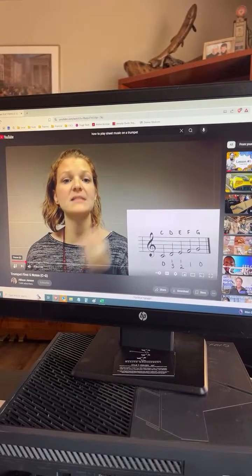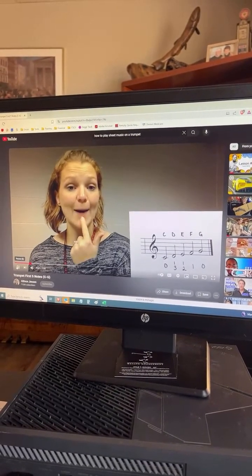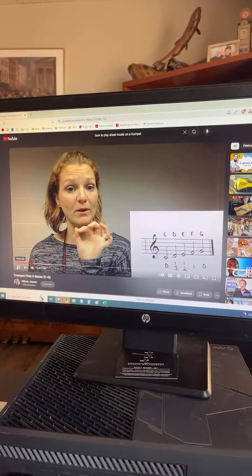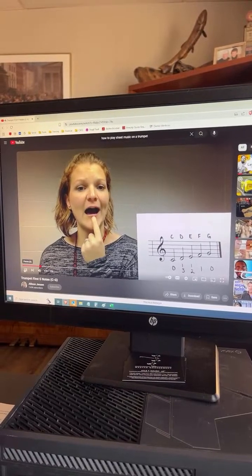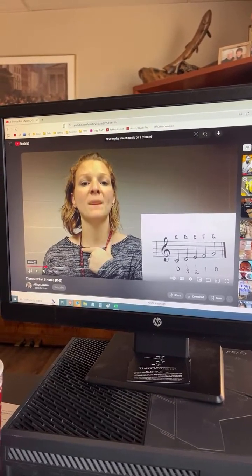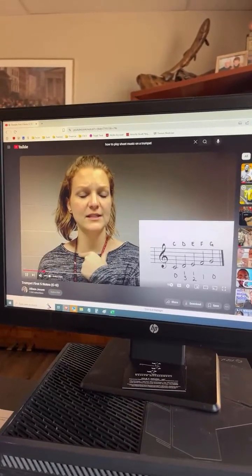So for a low buzz, your lips are going to be a little bit further apart. The hole, or the aperture, is a little bit more open for the lower note, and then a little bit smaller for the higher note. So a low buzz, you see that hole was pretty big. Let's see it one more time.